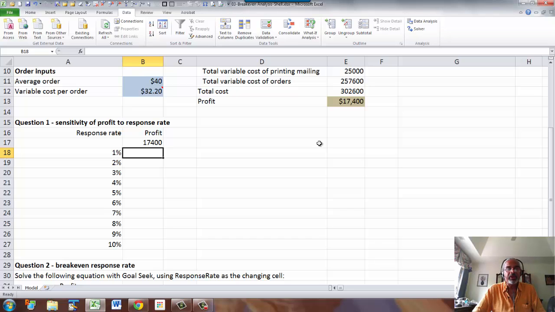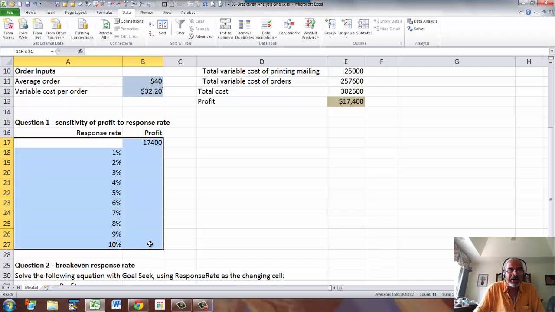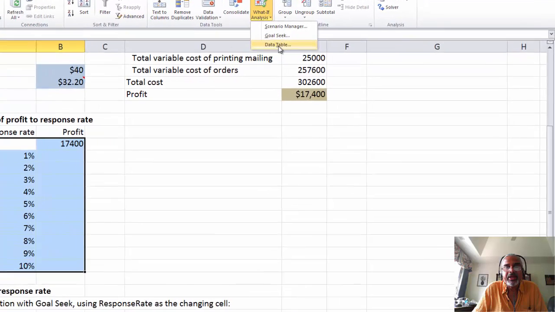Now we are ready to apply the data table command. Having set up the input and the output, you have to highlight these two columns. We can have additional outputs if you like, in which case you will highlight all the output columns, with the first column being the different input values. Then you go to Data, What-If Analysis, and Data Table.